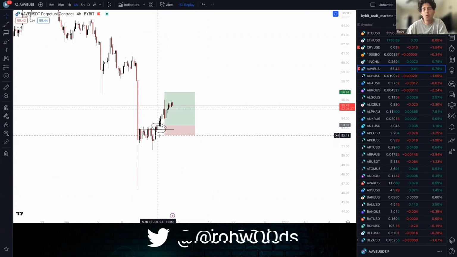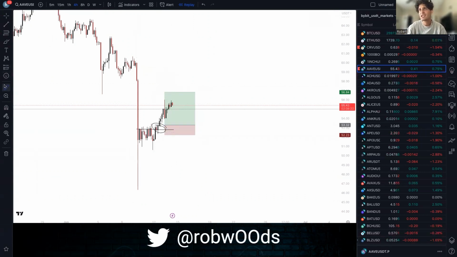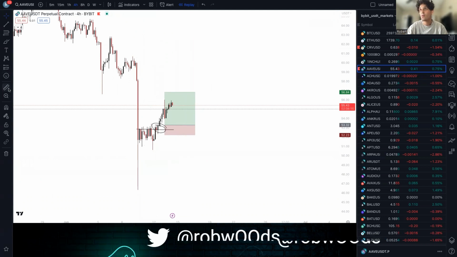There's no right or wrong way to do it, just whatever you're comfortable doing, however you see it. And it just makes your invalidation tighter. Like I said, if I wanted to take Ave around here, the play would have been a little loose. We would have been playing under this wick, which would have been 4.6%.